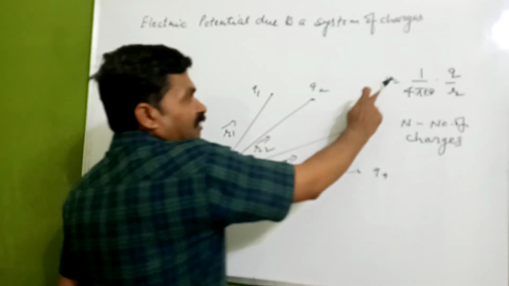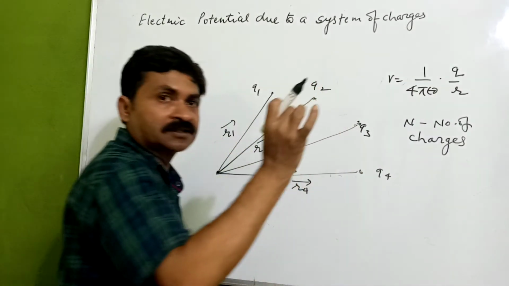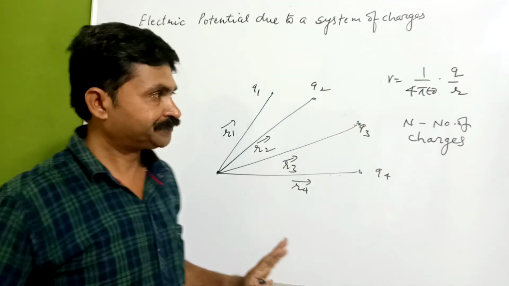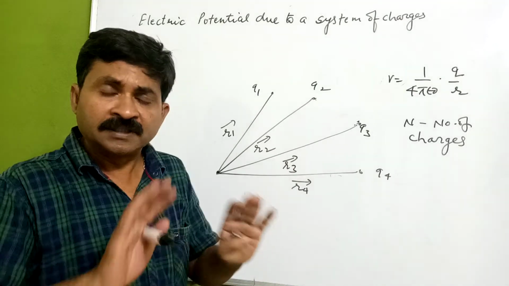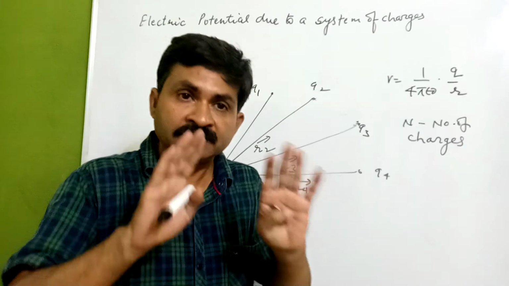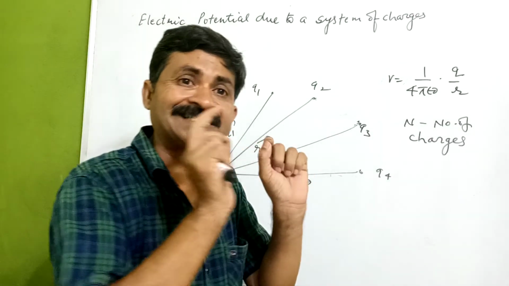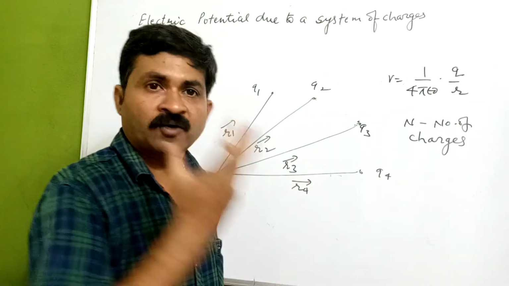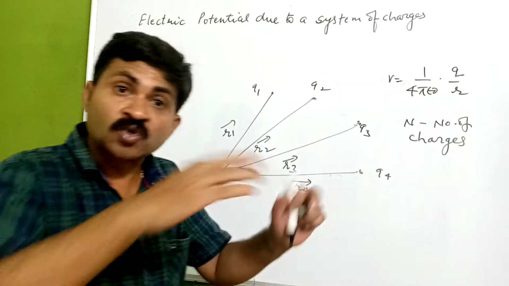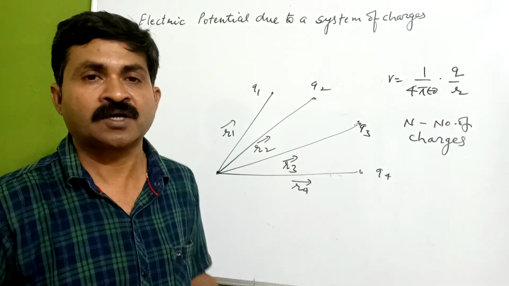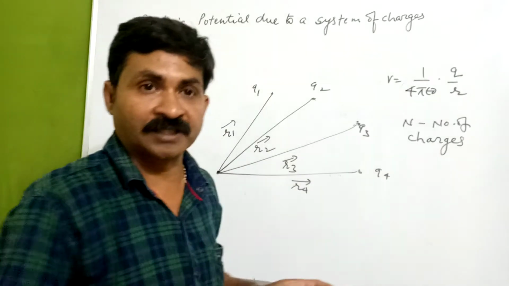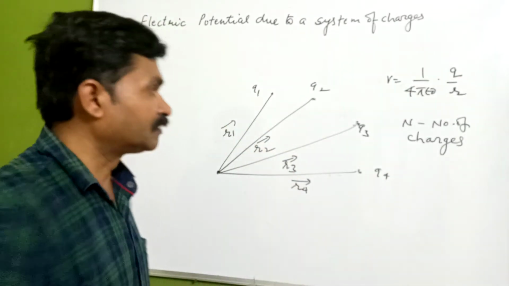Now we know the electric potential because of a point charge is 1 upon 4 pi epsilon naught into Q upon R. It is clearly understood that there will not be any single charge. There are so many charges, and because of those charges there will be some potential at a point. What will be the potential that we are going to calculate here? Now we will see what will happen.